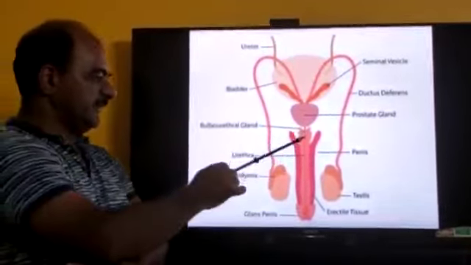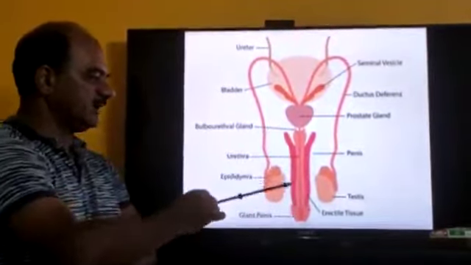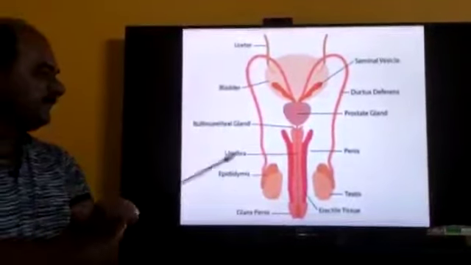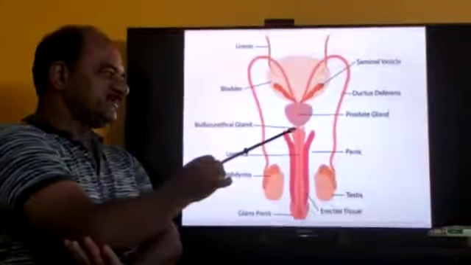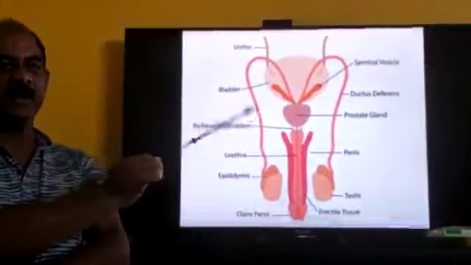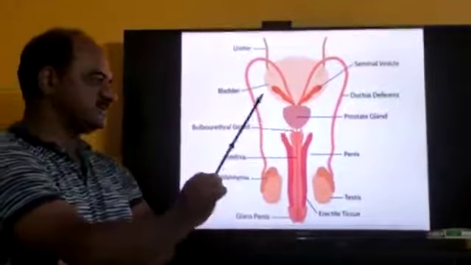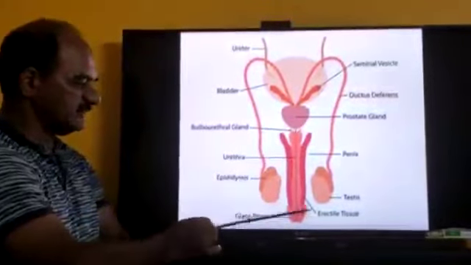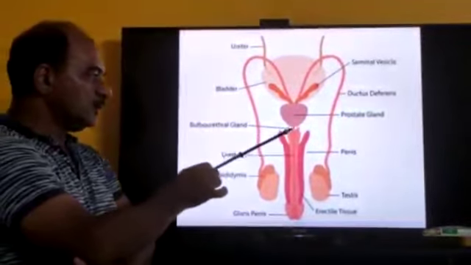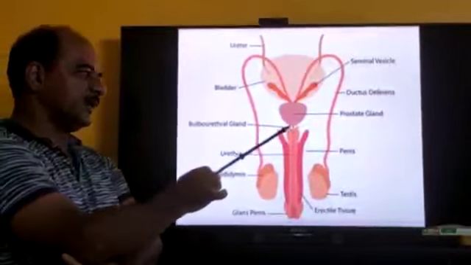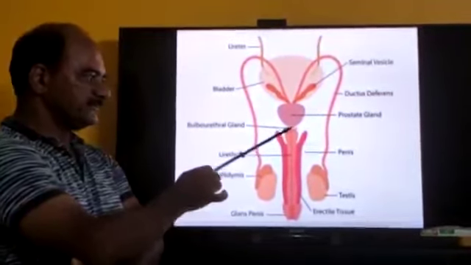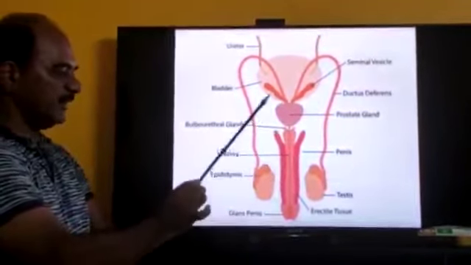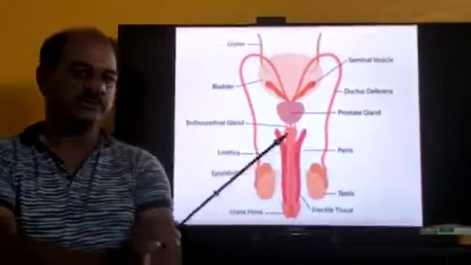Second part is the penis. The penis is also an external genital organ of the male reproductive system. The penis is present below the pubic symphysis. It consists of two main parts: one is the root, another is the body. The root is attached to the pubic part of the body, and the body consists of three erectile tissues.